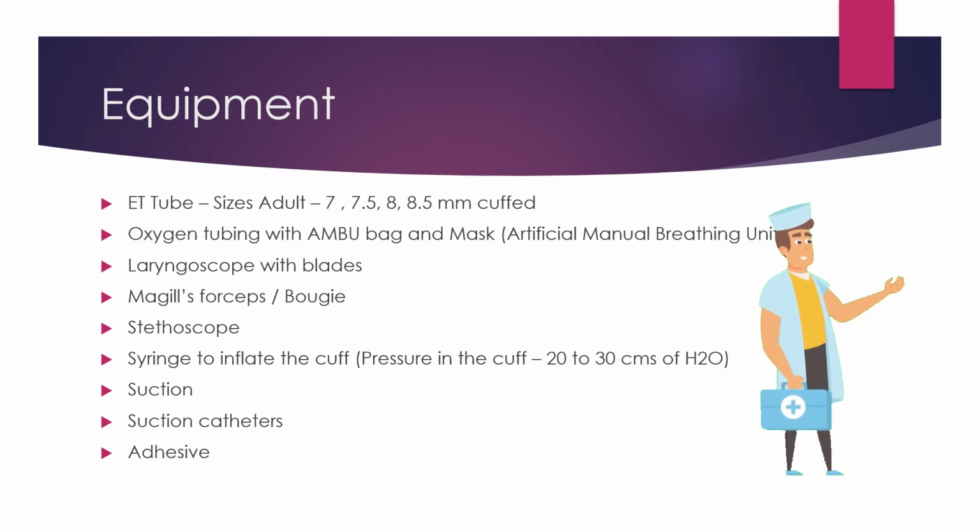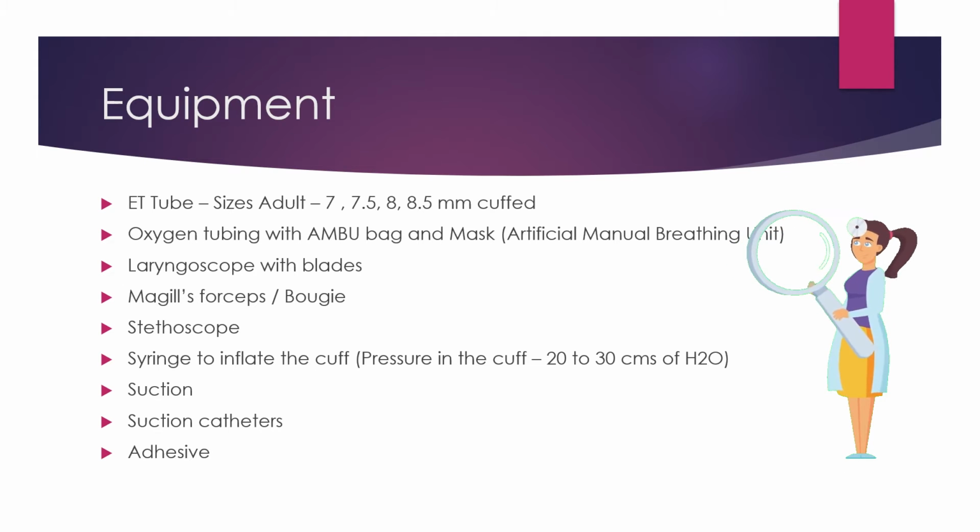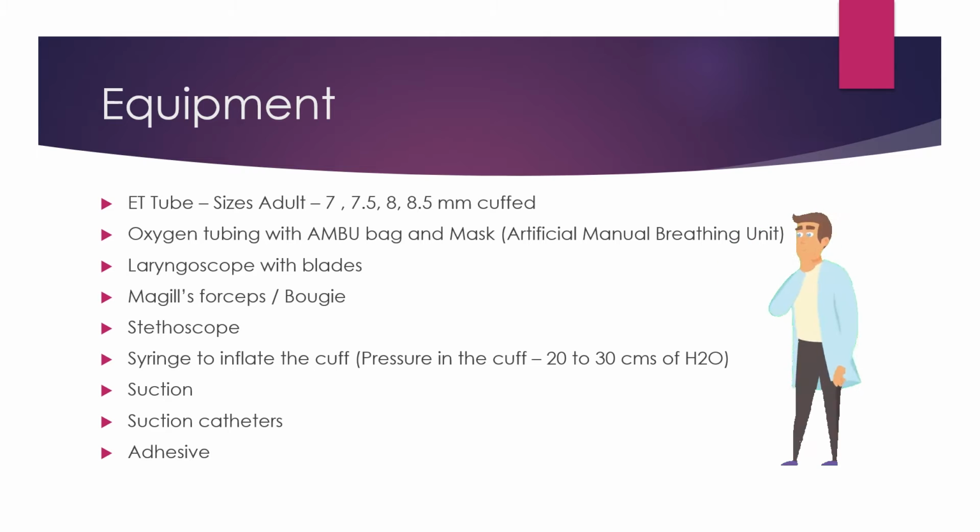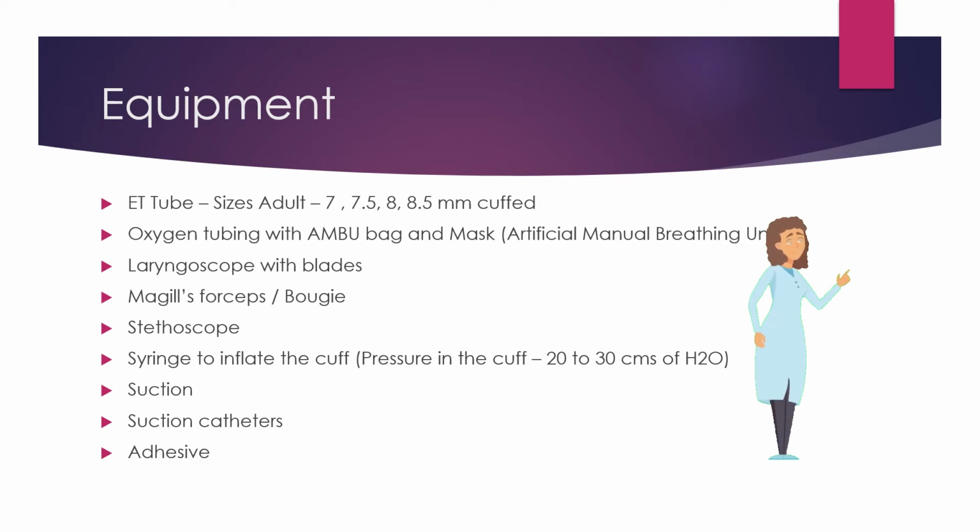Now oxygen tubing with an ambu bag and mask. There is a small connection at the ambu bag which is connected to the oxygen flow, so that there is a continuous supply of oxygen when you are ambuing the patient. Most of us should be aware of the full form of AMBU, that's why I've mentioned it. It's artificial manual breathing unit. So AMBU and a mask. The mask differs according to the size of the patient's face, so you should have at least two to three different sizes of masks available.